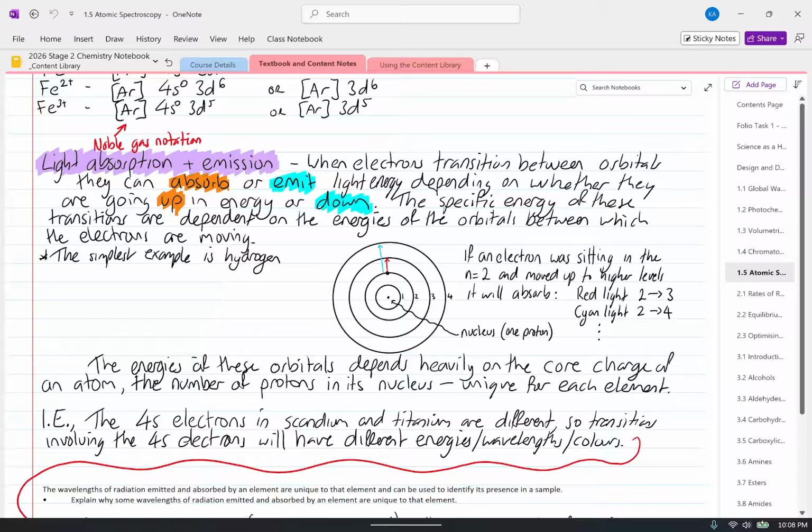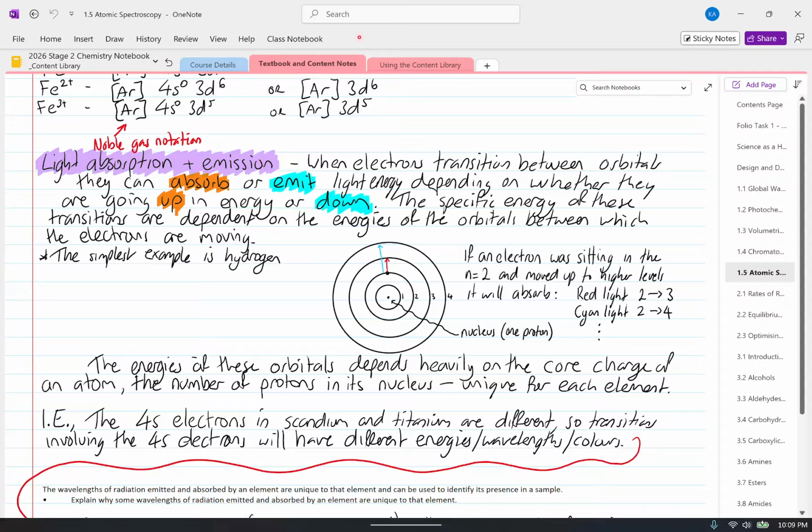So I've got an example here. As I was saying, in other words, the 4s electrons in scandium and titanium, because of the different core charges in those two elements, they both have 4s electrons, but the core charges are different for scandium and titanium. Therefore, the 4s energy level will have a different energy. So the 4s doesn't tell us the energy of those electrons, it tells us the shape of the orbital that they're in. The energy that orbital will be at is different for every element because of that different proton number.